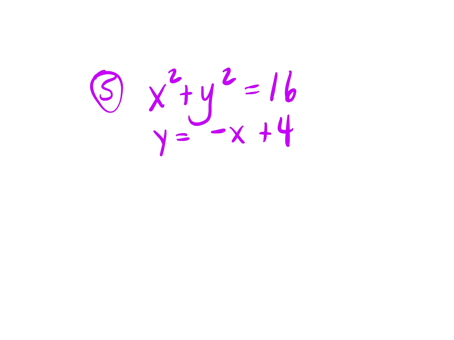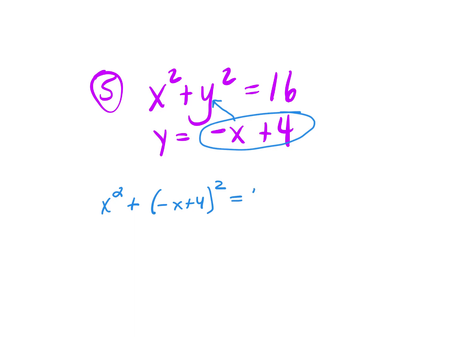All right, guys, look at number 5. Which one is just set up like, here you go, this is easy to do? The bottom one. I'm going to take this value and plug it in right there. So I have x squared plus, instead of y, what am I writing? Negative x plus 4 squared, good, equals 16.